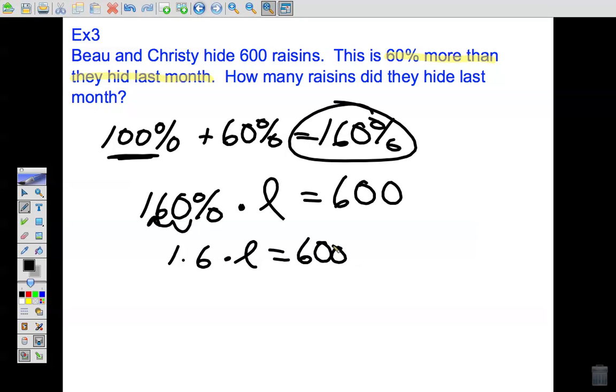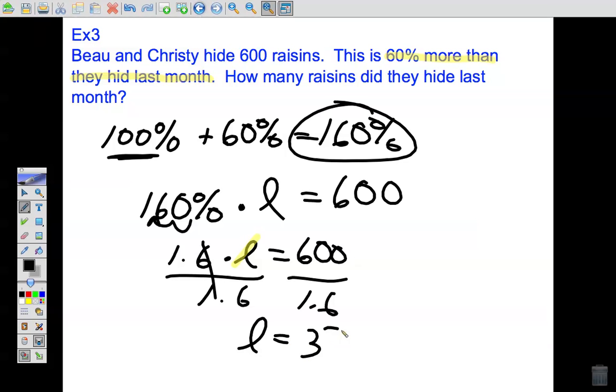And then we ask ourselves how we're going to solve it. Let's say they're multiplying L by 1.6. We're going to divide by 1.6. So let's see, how many did they have last month? Okay, we'll take 600 divided by 1.6, and we get 375.